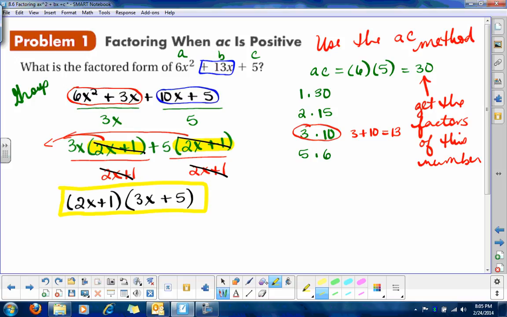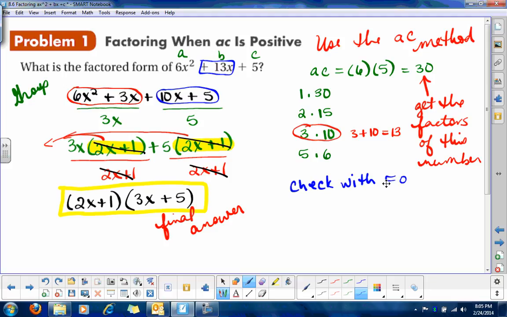Okay? Done. And then, of course, how are we going to check it? We're going to use our FOIL method. Let me write final answer so you know which one it is. And then let's check with FOIL. So we've got 2x plus 1 times 3x plus 5.